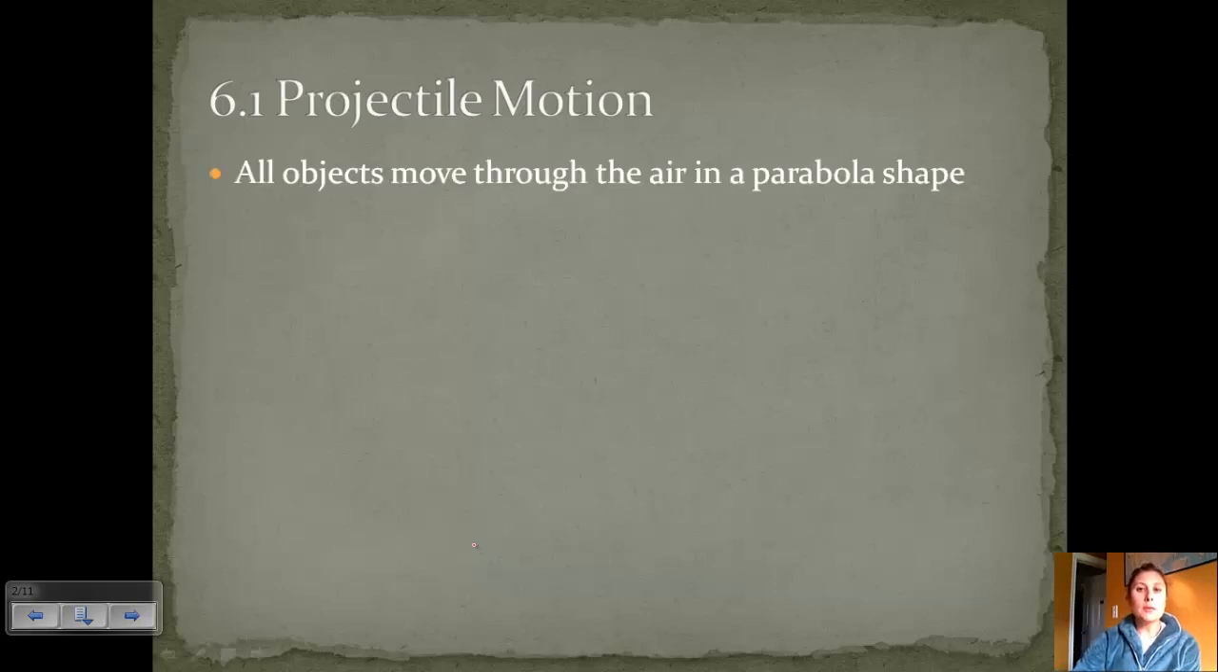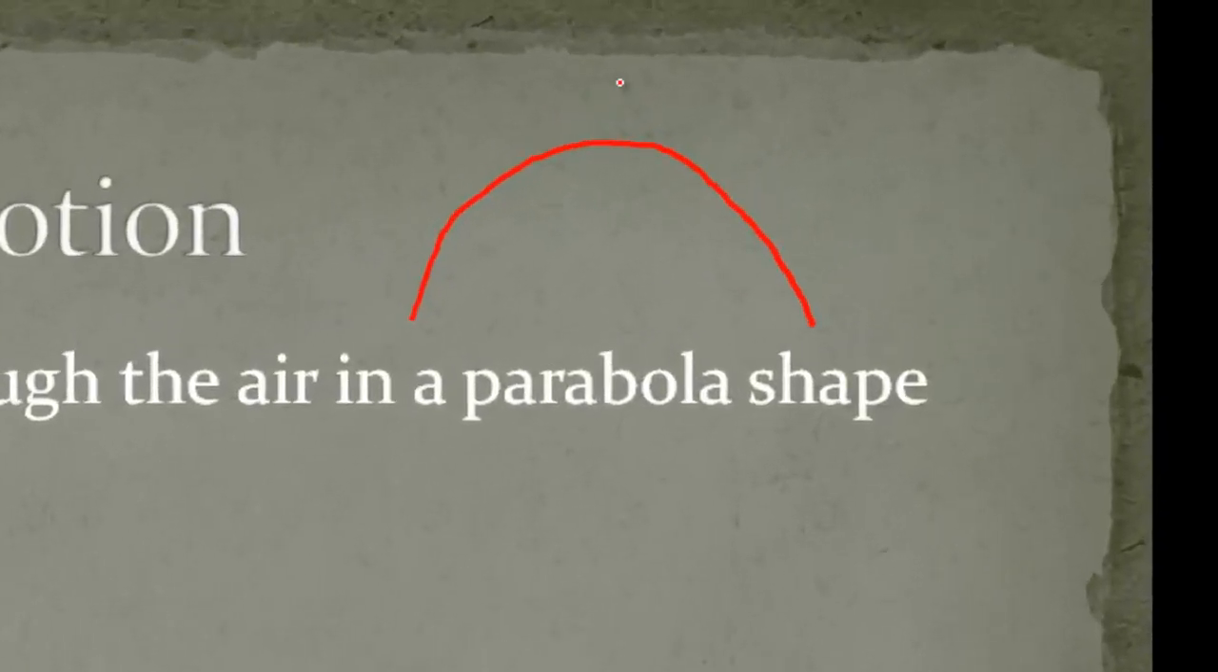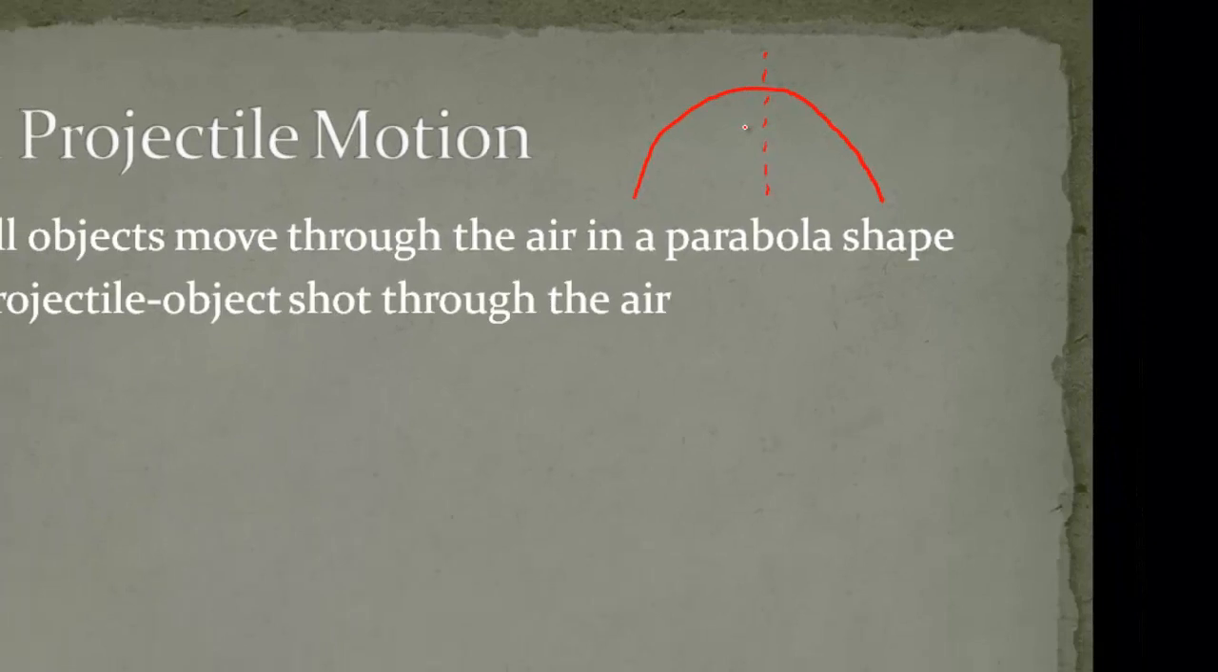So projectile motion talks about objects going through the air, and all objects move through the air in a parabola shape. If you remember from math, a parabola comes up, curves, and comes back down, and the idea being that this shape is symmetrical, or the same on both sides. And we can use that principle when we talk about problems involving projectile motion.